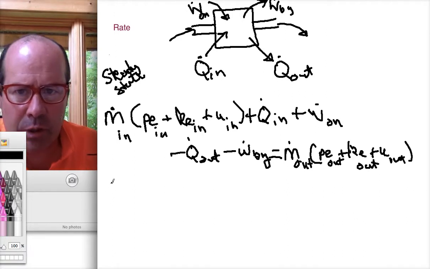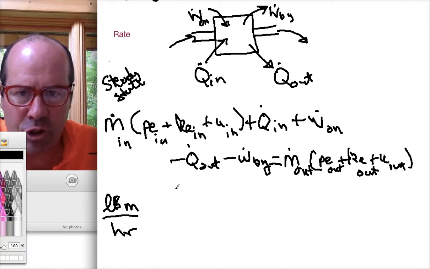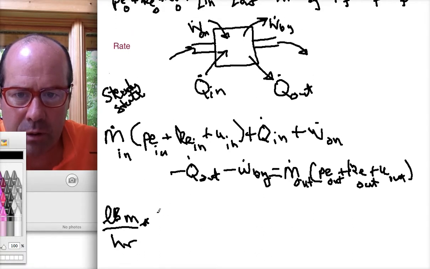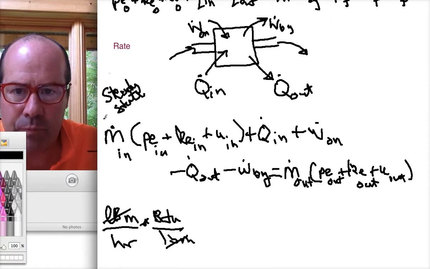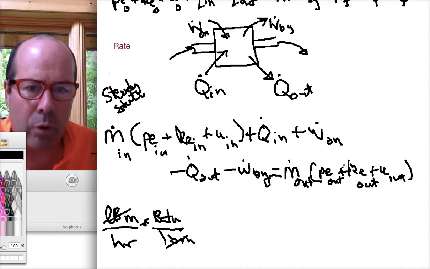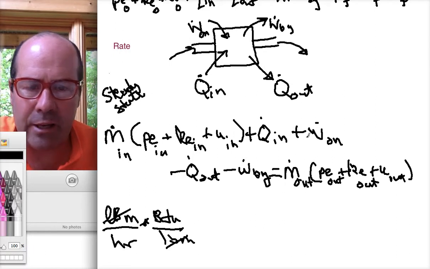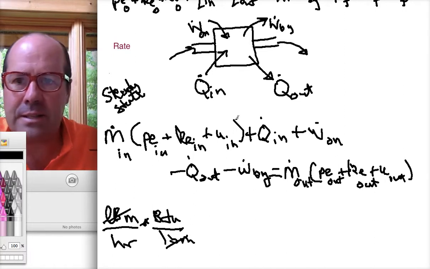Well, let's go ahead and take a quick look at those units. If we had mass flow rate coming in and it had pounds mass per hour, and any of those little energies there, they would be in BTUs per pound mass. Pounds mass cancel out, and so all of these terms are BTUs per hour. And then the rate of heat transfer, or the mechanical work being done, BTUs per hour. So they're good units. All right, that's the end of this video.